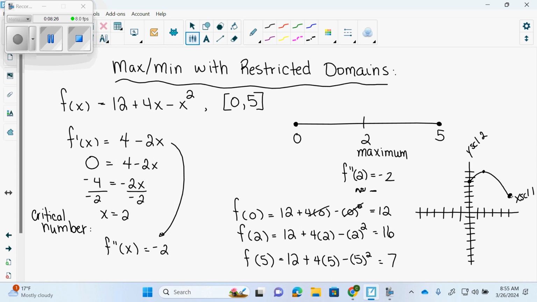So, what can you tell me about this graph? It has an absolute max where? At 2, 16. At 2, 16, absolute max. Yeah, that's what I said. And an absolute minimum at what? 5.